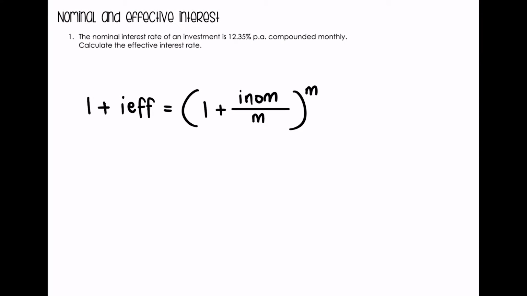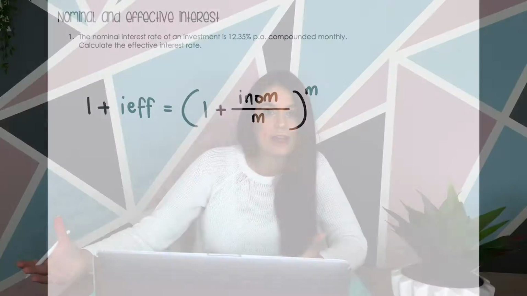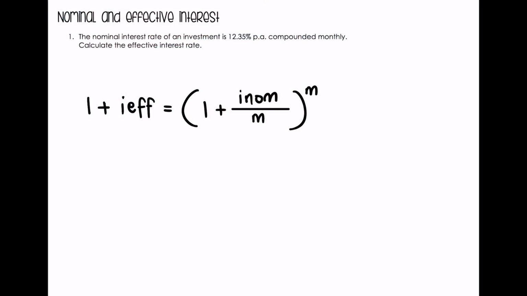We have the formula to convert between nominal and effective interest rates. So we have our effective interest rate and our nominal interest rate, and then we have an M. The M is the number of times a year the nominal interest rate is compounded. So if it's compounded annually, the M will be a 1. If it's compounded monthly, the M will be a 12. If it's compounded quarterly, the M would be a 4. If it's compounded daily, the M would be a 365. So the M is the number of times a year the nominal interest rate is compounded.